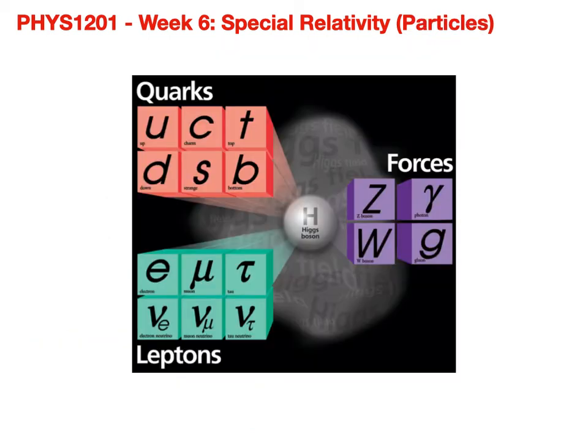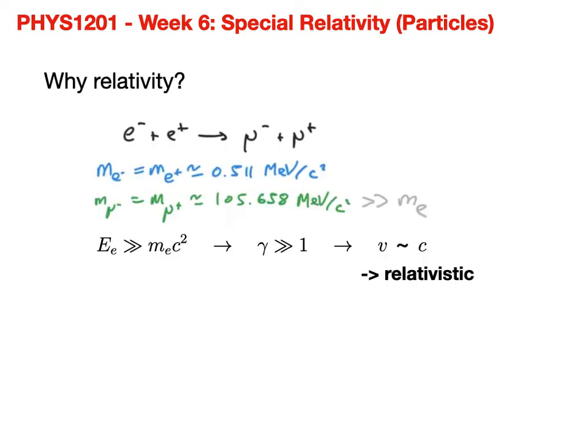So we used this, what we have done in relativity, in the context of particle physics. And we discussed why particle physics requires relativity. A basic example is the annihilation of an electron and a positron into a muon and an antimuon. Once you do the math, you see that the gamma of the electron and positron has to be much greater than 1, so we are relativistic clearly.